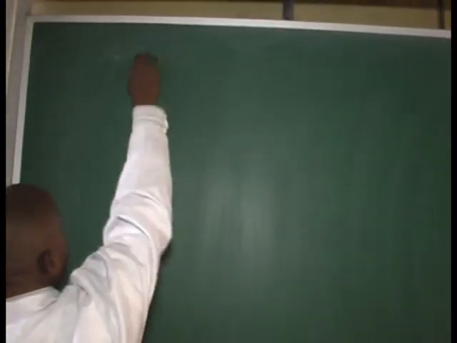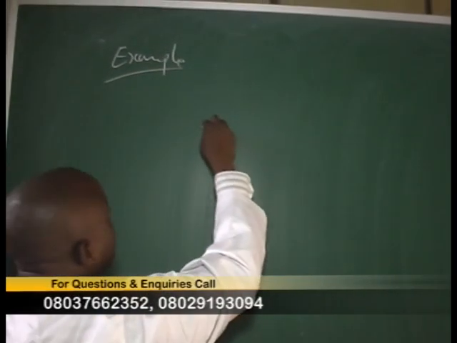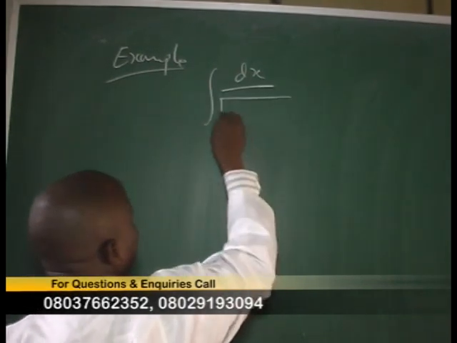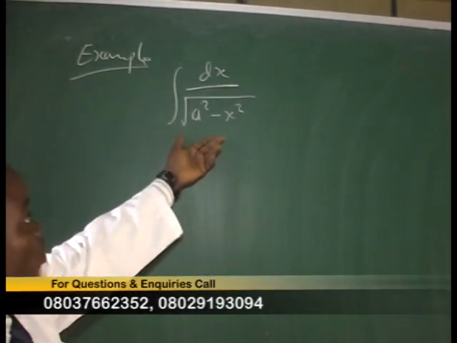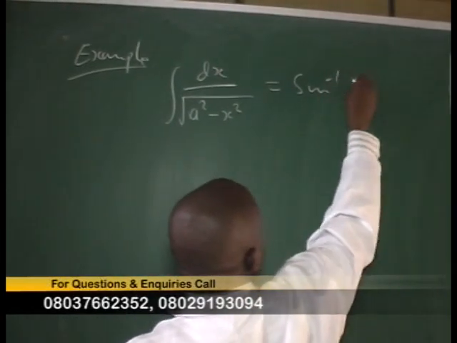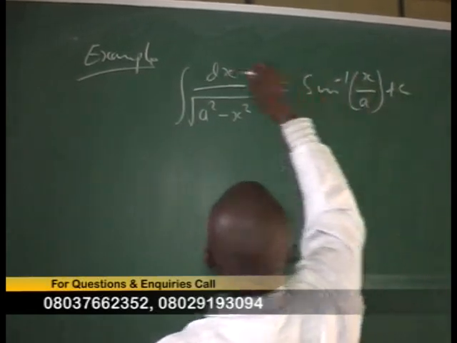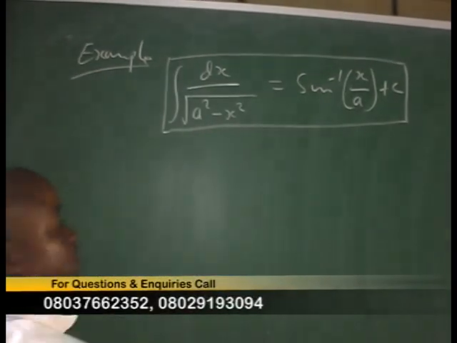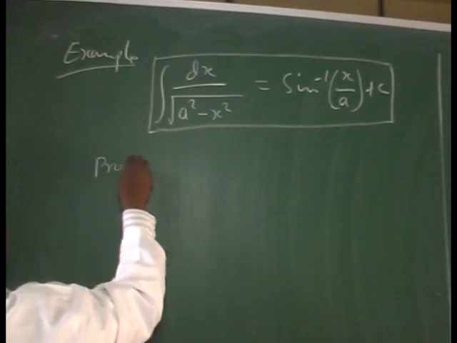Another example is when we have the integral of dx all over the square root of a squared minus x squared. Look at this, square root. So it will be equal to sine inverse of x all over a plus c. So let's see how we have it that way.